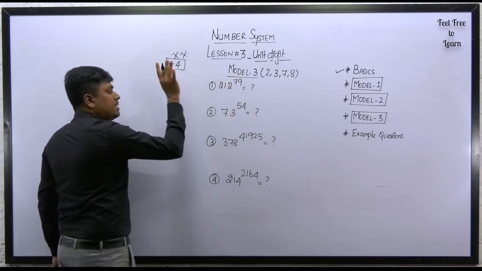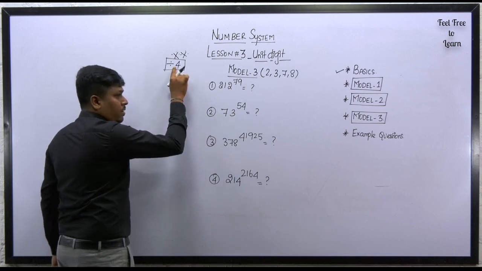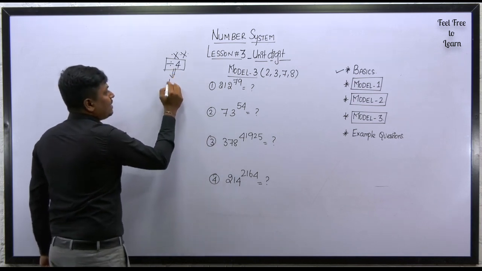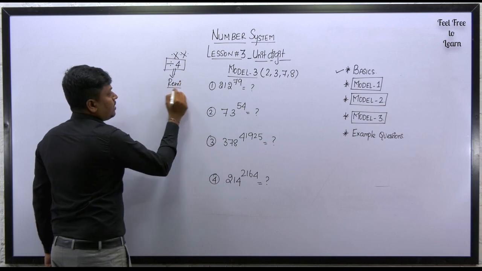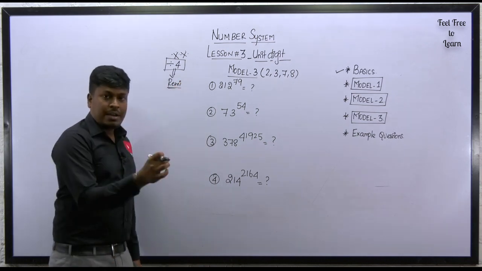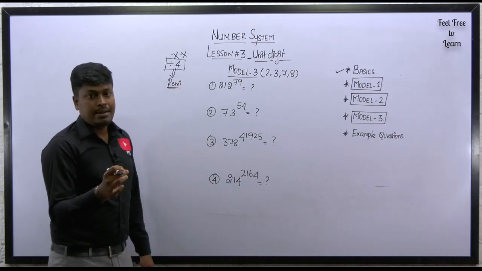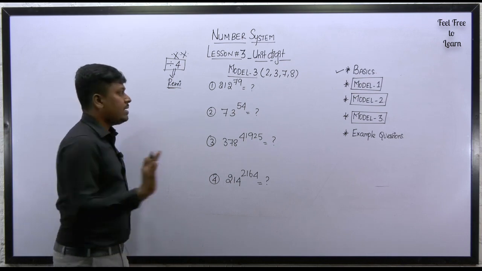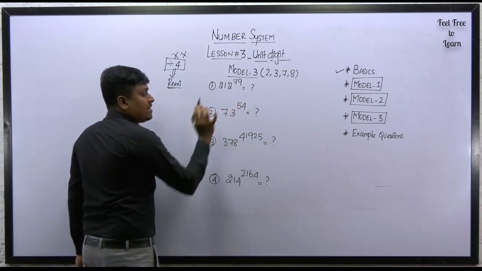Got it? This 4 is the base number. You have to divide by 4 and you have to find the remainder. Got the step or not? You need to divide by 4 and find the remainder. Next step I will tell you what you have to do. Just see here, 212 power 79.